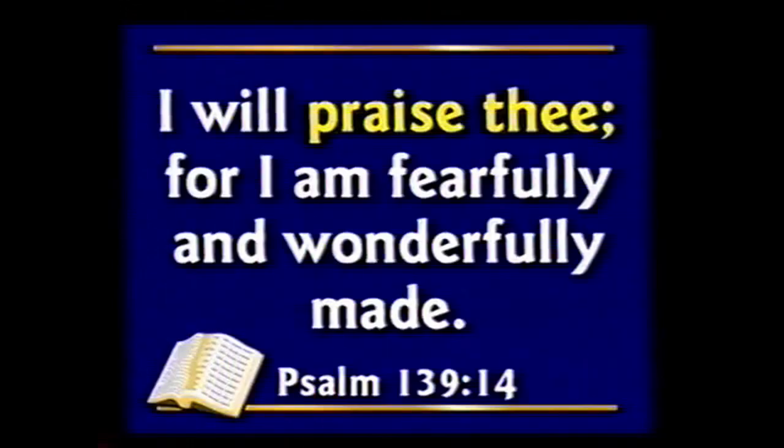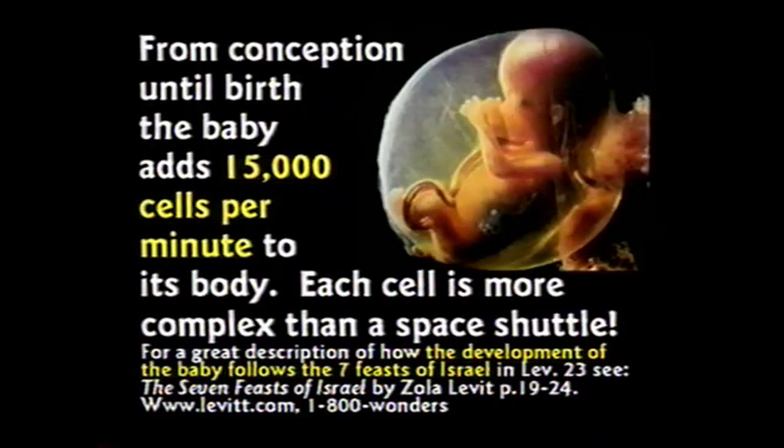Boy, he's pretty smart. King David said, I will praise thee, for I'm fearfully and wonderfully made. And he didn't even have a microscope, and he could figure it out. You know, from conception to birth, the baby adds 15,000 cells per minute to its body. Each of those cells more complex than a space shuttle. How would you like to be responsible for supplying the assembly line that was putting together 15,000 space shuttles a minute for 9 months? How'd you like to make sure they have enough nuts and bolts and screws and parts?